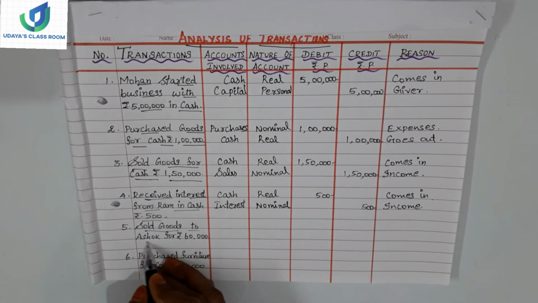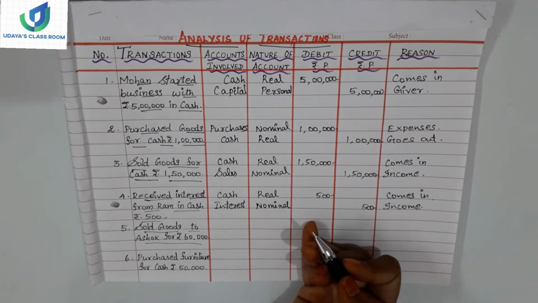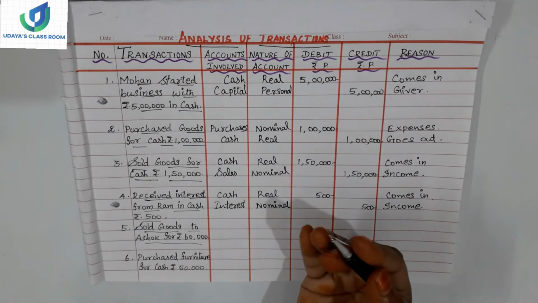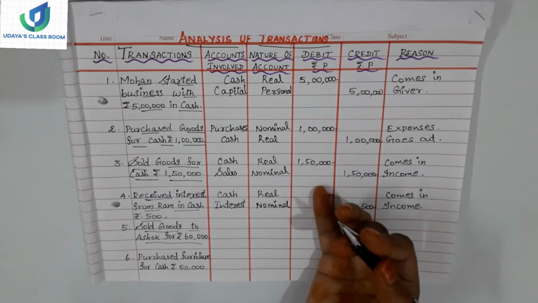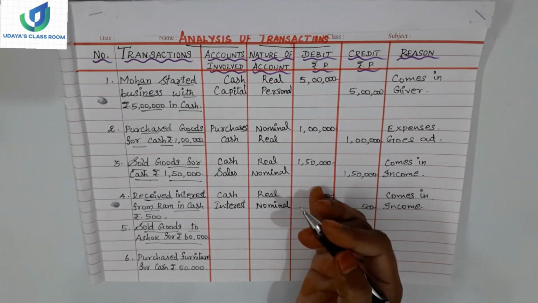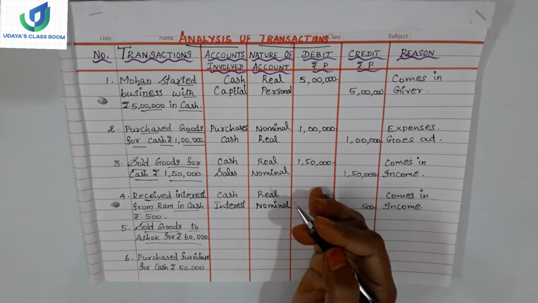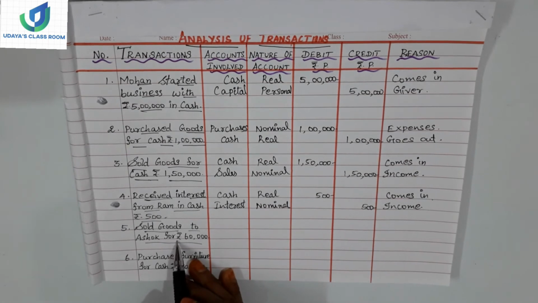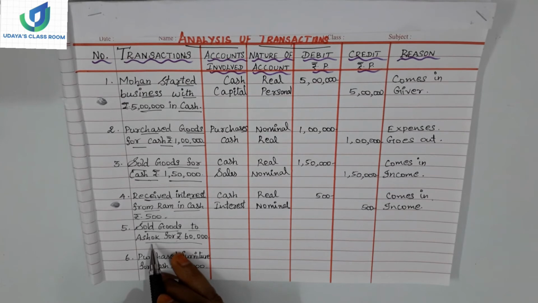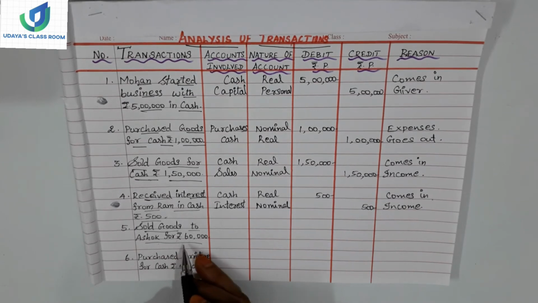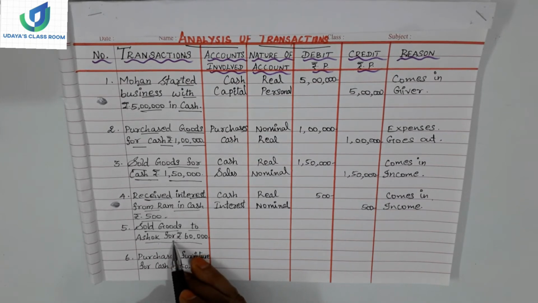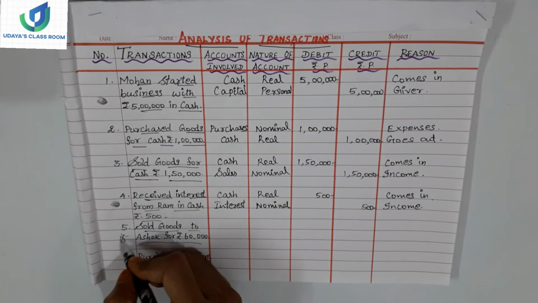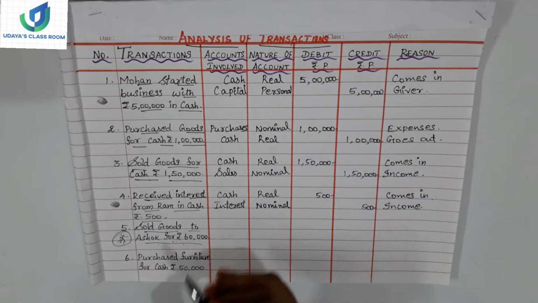Sold goods to Ashok for rupees 60,000, which means we have done sales from our company to Ashok. So Ashok has received the goods, right? So here we have to concentrate on one thing. If a person's name comes, we have to concentrate on whether the transaction is a cash transaction or a credit transaction. This is a very important point. You have to concentrate properly.